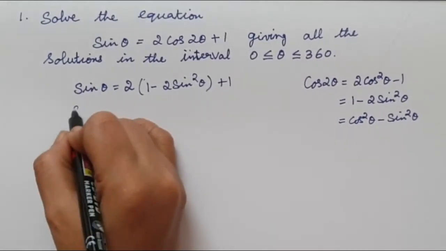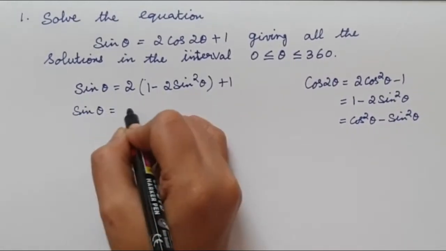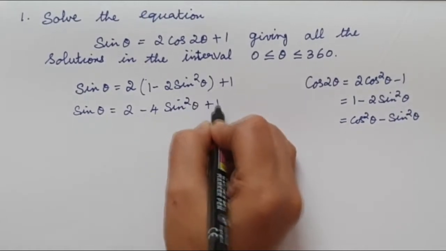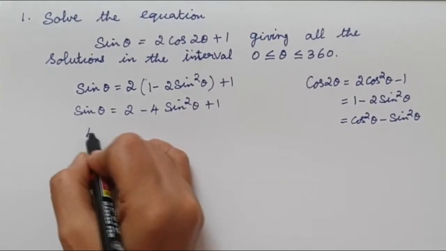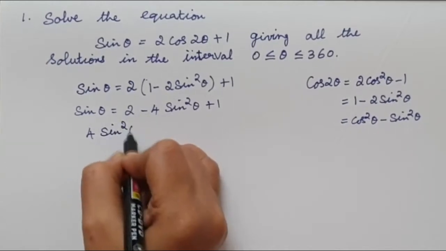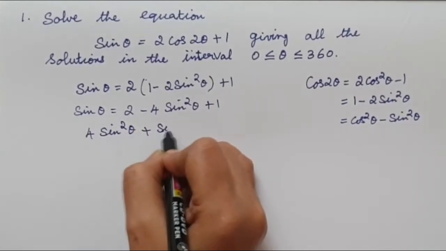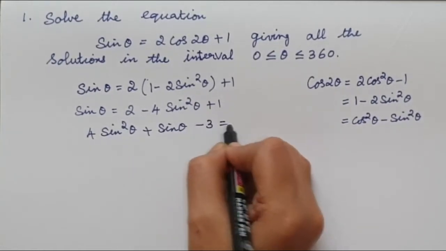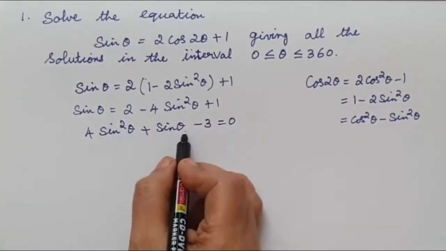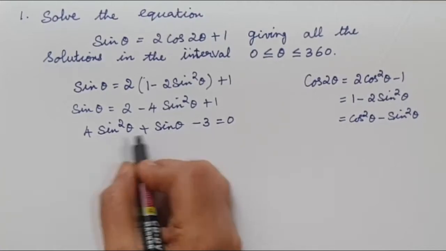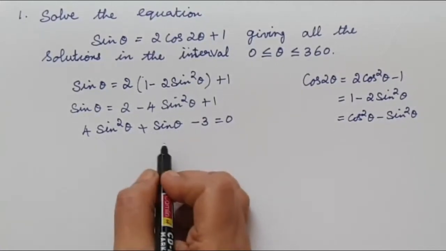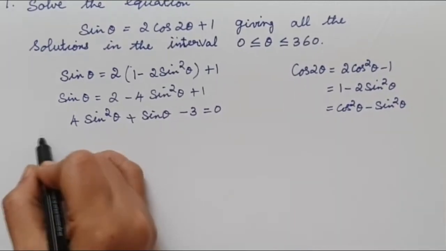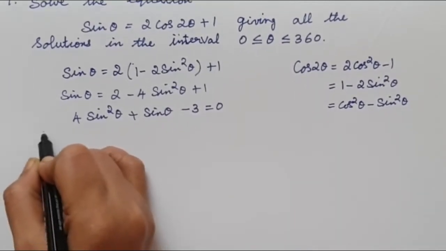Now we'll multiply it inside. Sin theta will be equal to 2 minus 4 sin squared theta plus 1. We shift it over to the other side. So it is 4 sin squared theta plus sin theta, and then 2 plus 1 is 3, so it goes over as negative 3. Now when we solve this, if you want, you can just keep it as sine and solve it, or we can change the sine into x and make it convenient. So now let us change sin theta to make it easier.